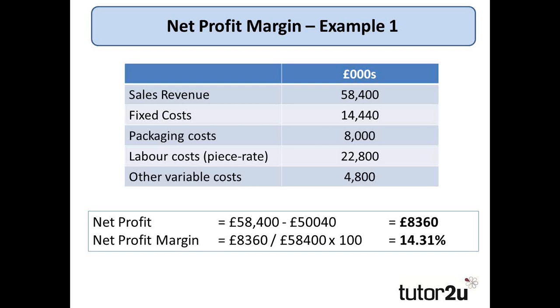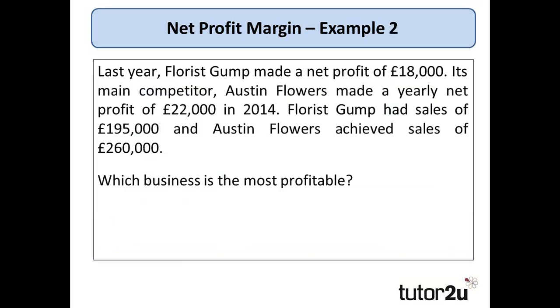We're going to look at two rival florists in the same town. Last year, Florist Gump made a profit of £18,000. Its main competitor, Austin Flowers, made a yearly net profit of £22,000. So on the face of it, we can see that Austin Flowers, in absolute terms, made more money. He made £4,000 more profit. Florist Gump had sales of £195,000, whereas Austin Flowers achieved sales of £260,000.